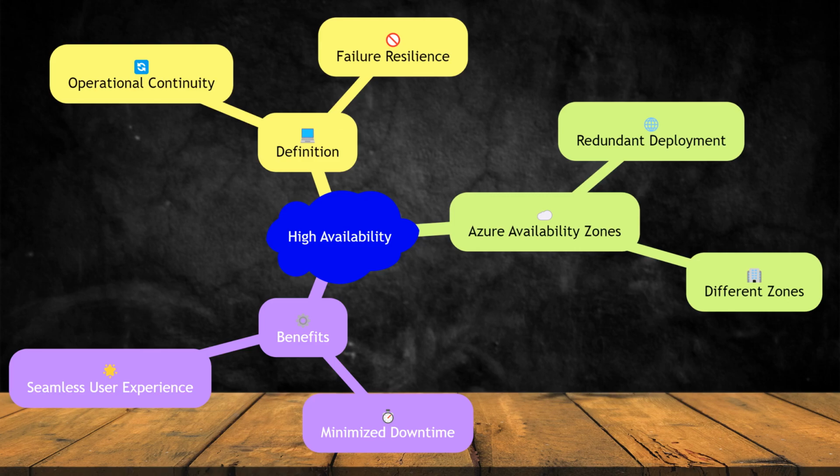High availability refers to the ability of a system to remain operational and accessible even in the face of failures. Azure Availability Zones enable high availability by allowing businesses to deploy redundant instances of their applications across different zones. This way, if one zone goes down, the application can continue running in another zone, minimizing downtime and ensuring a seamless user experience.